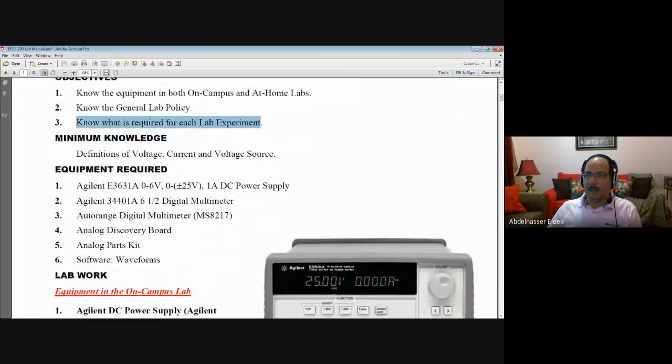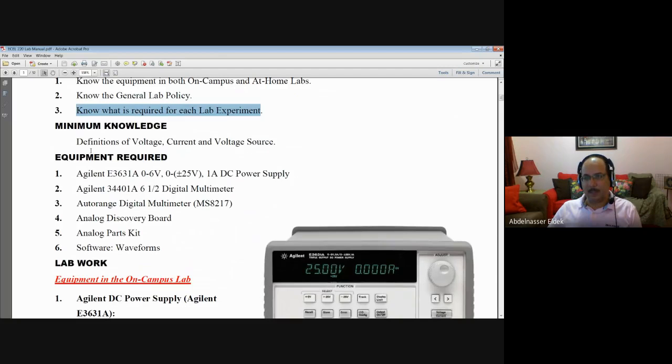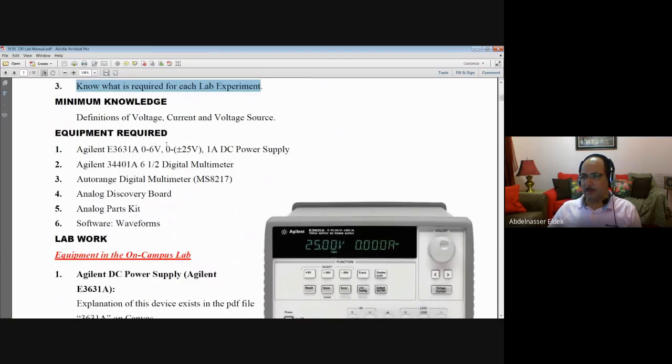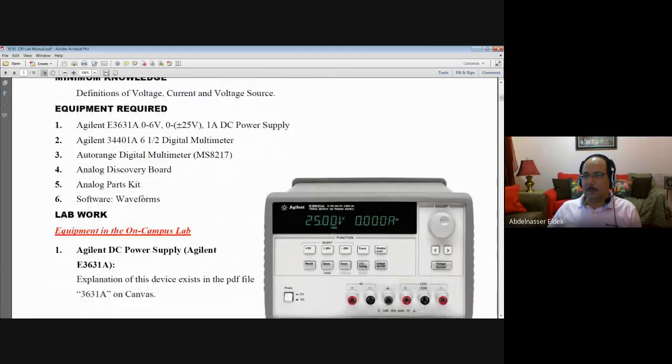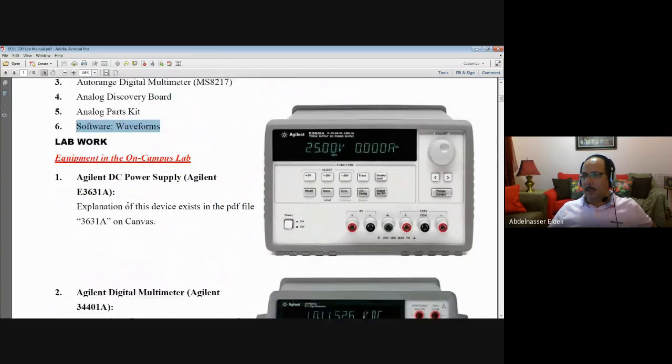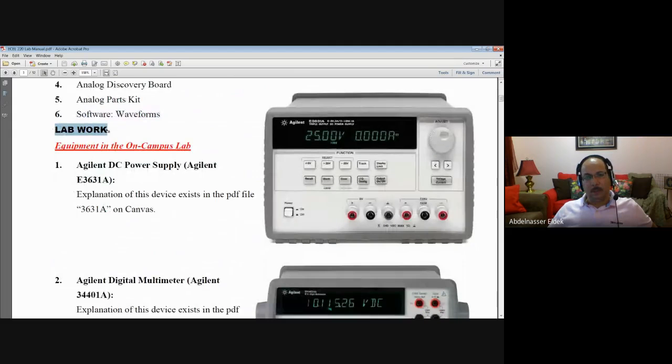This is just the minimum knowledge you need before you do this experiment, that you know what the voltage is, what the current is, what a voltage source is, and so on. These are the equipment that we will talk about in this experiment, including a software called WaveForms. Under lab work, you will see all the work that you need to follow. You need to do all this in the lab.